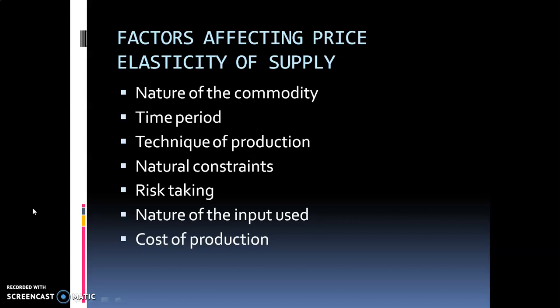Then risk taking. If entrepreneurs are willing to take risk, the supply will be more elastic. In the opposite situation, if entrepreneurs lack risk taking ability, supply will be less elastic. Apart from this, the nature of the input used and also cost of production will affect the elasticity of supply. So children, these are the factors affecting price elasticity of supply. With this topic, our third chapter is finished.